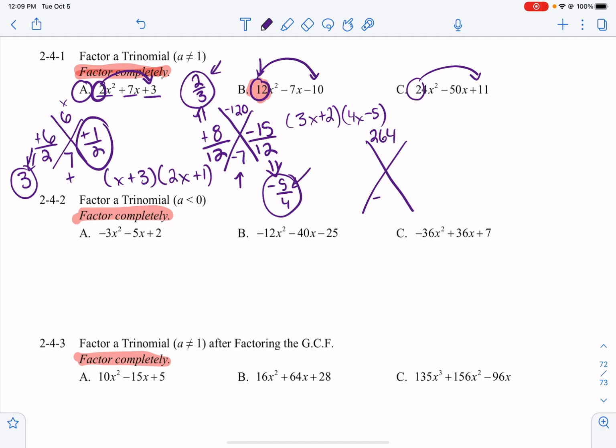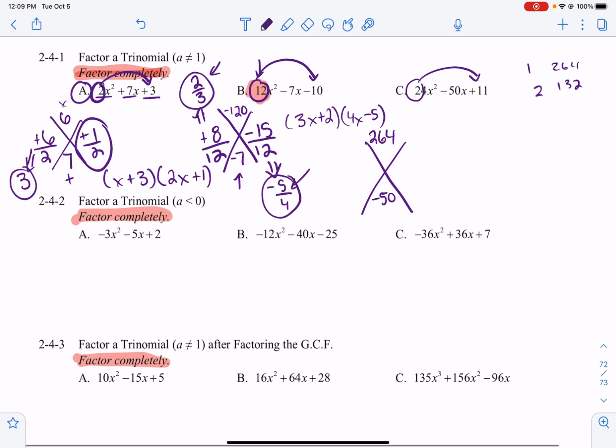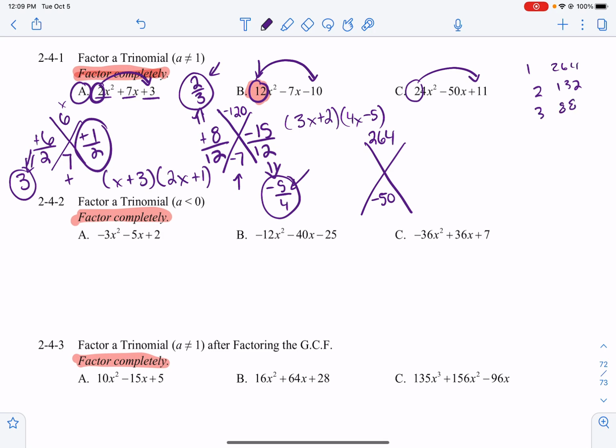And they need to add up to negative 50. So I'm going to start picking numbers, right? I know 1 and 264 works. I know that 2 and 132 work. And I can keep going. 3 and 88 is going to work. What do we have? 4 and 66 is going to work.